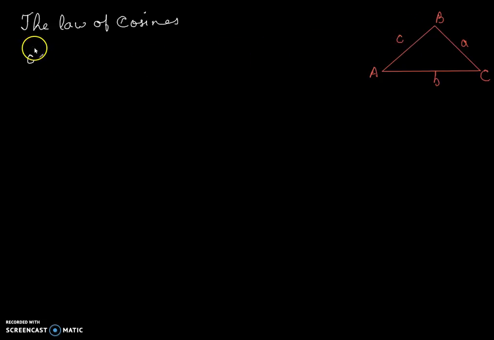c squared, this side whole squared, is equal to a squared plus b squared minus 2ab cos c. Right, this is basically angle c.